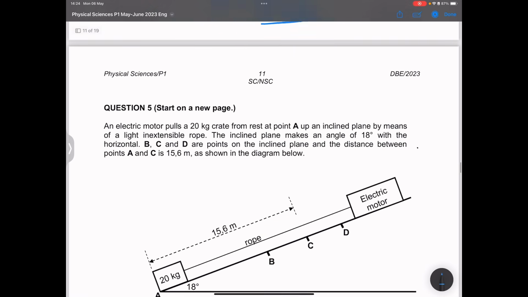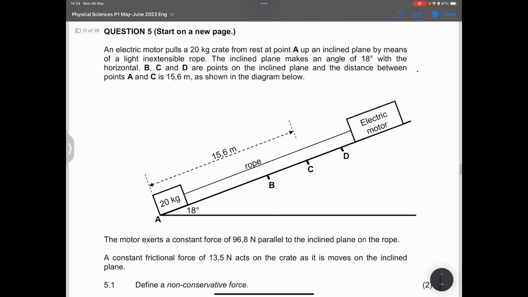Right, and off to question 5 we start. So they say to us we've got an electrical motor which pulls a 20 kilogram crate from rest. So we know this guy is going to move from rest. And they say at point A, up an inclined plane by means of a light inextensible string. So again, we've got that light inextensible rope there, which is telling us that the mass of the rope will not form part of the masses of the system, right?